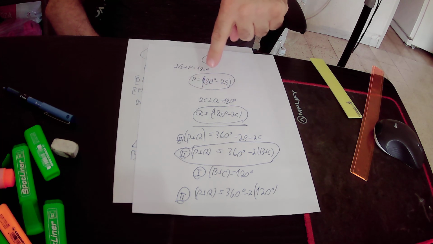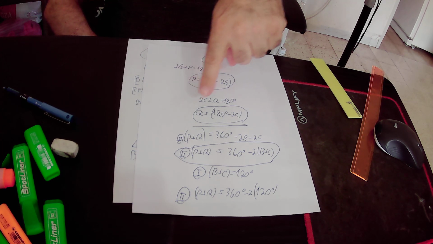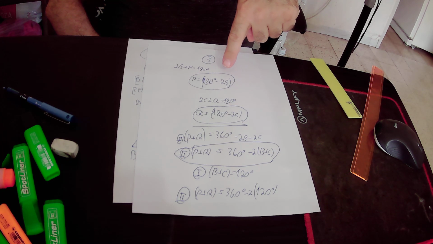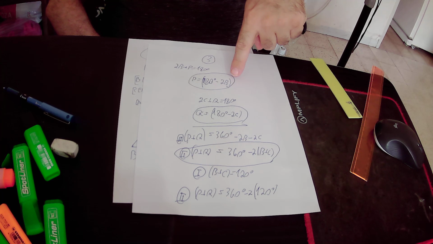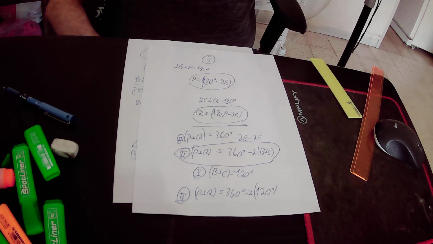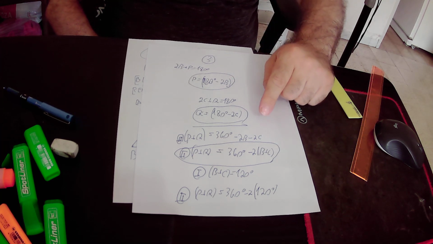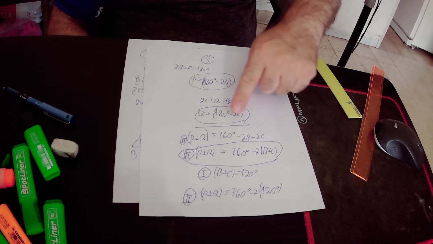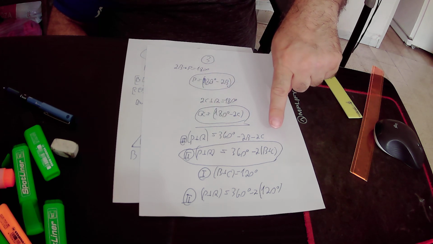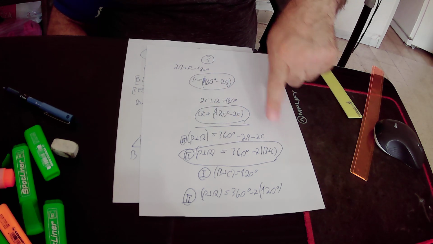So on this side of the equation we have P plus Q, and on the other side of the equation we added those two equations together. 180 degrees plus 180 degrees is 360 degrees, and here we have minus 2B minus 2C. Then we took out the common factor of 2 from this expression, and we got that P plus Q equals 360 degrees minus 2 times (B plus C).